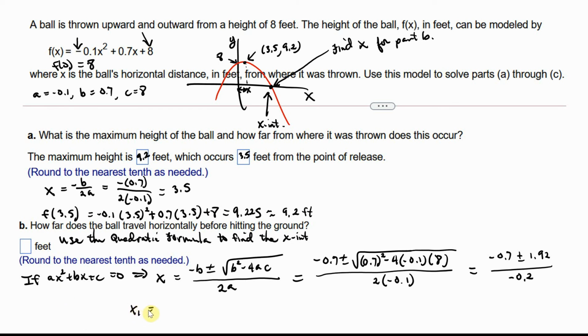So x of 1 is negative 0.7 minus 1.92 over negative 0.2, and that gives 13.1. Then the other value, x of 2, is negative 0.7 plus 1.92 all over negative 0.2. And that's negative 6.1.